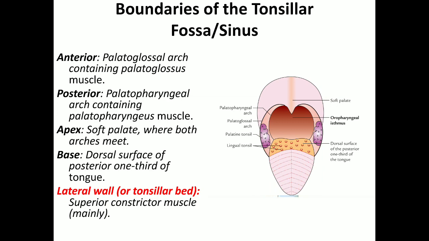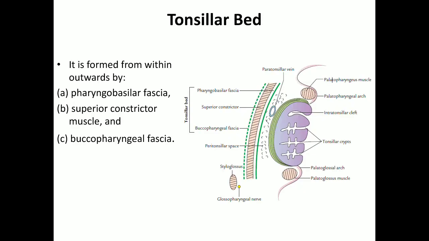And the apex of this fossa or the tonsillar sinus is formed by the meeting of these two muscles or the arches, and the base of this fossa or the sinus is formed by the posterior 1/3 part of the tongue, and the lateral wall of the tonsillar fossa or sinus is mainly formed by the superior constrictor muscle. So this was the tonsillar fossa or the tonsillar sinus.